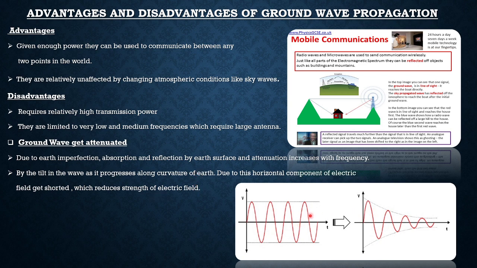You can see how the radio waves get attenuated by the factor of e to the power of minus alpha z, due to reflection and many other properties.